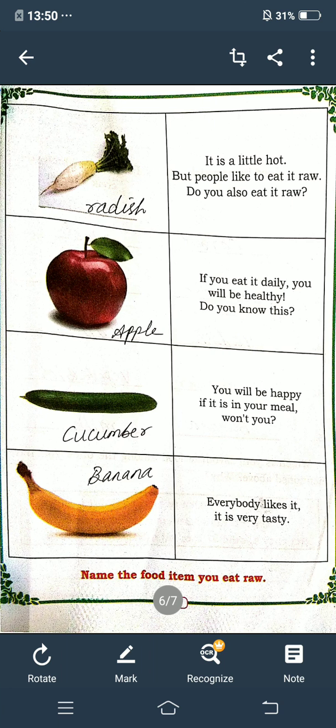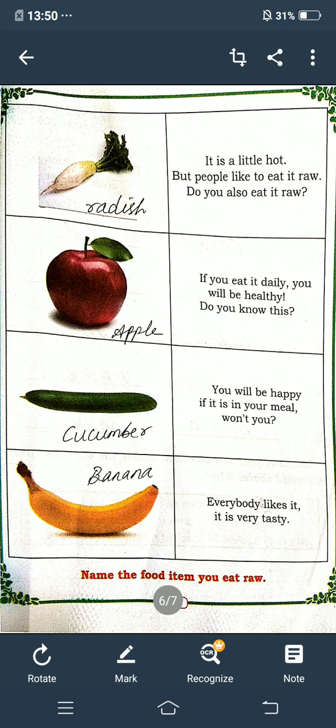Next, radish. R-A-D-I-S-H. Radish means mulangi. It is a little hot, but people like to eat it raw. Do you also eat it raw? So it will be, if you eat, it will be very hot, little hot. So but people also will like to eat.